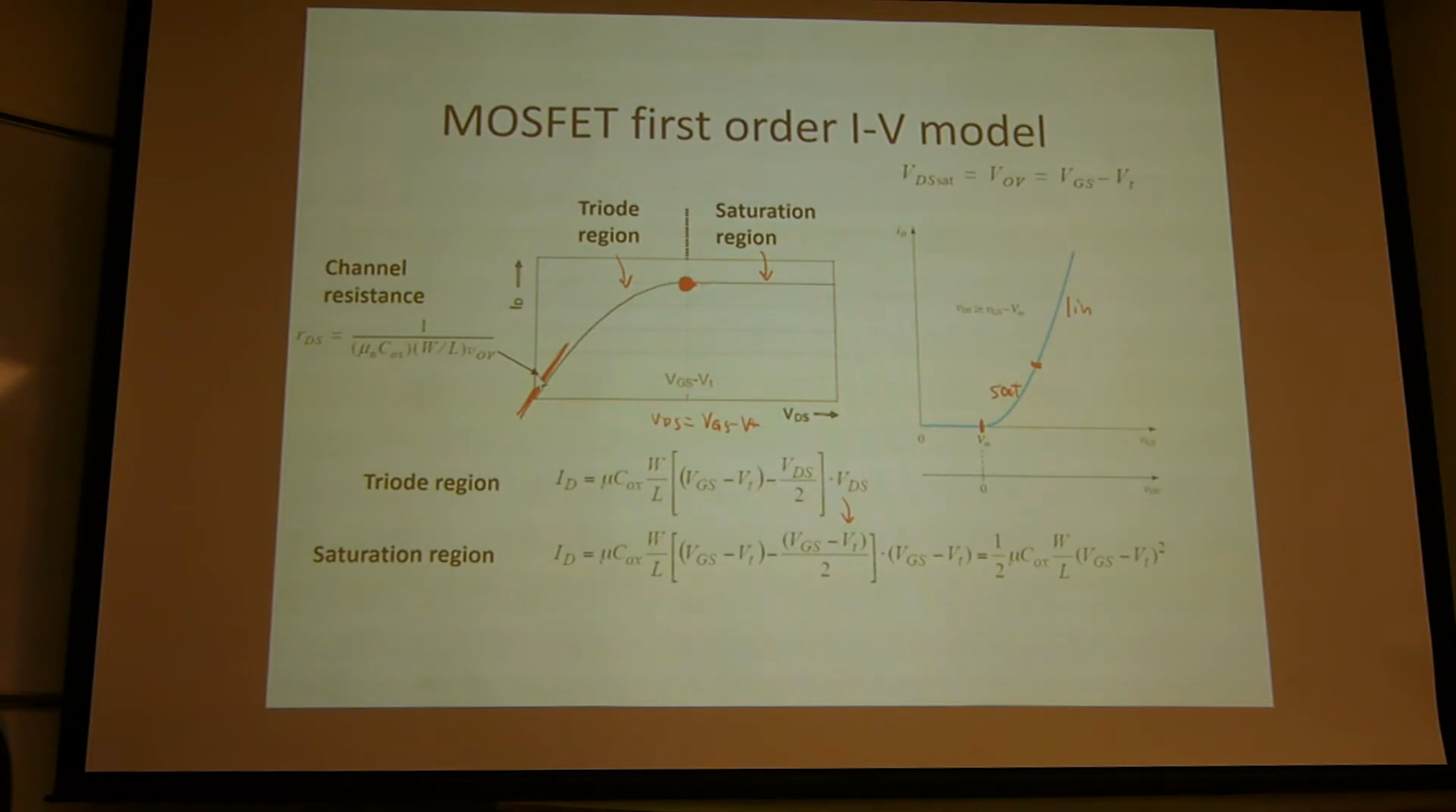So in this case, you can think the transistor is like a resistor. In other words, we think this transistor is almost like a resistor, and this resistance is given by this equation.